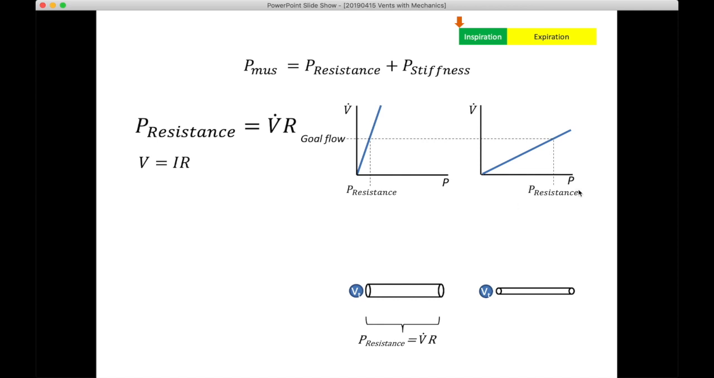So the resistance is much higher for this straw than it would be for the snorkel. Higher resistance means you need to create a higher pressure in order to get the same flow. For the stiffness of the lungs and chest wall, let's imagine a system in which there is no airway, just lungs and chest wall.